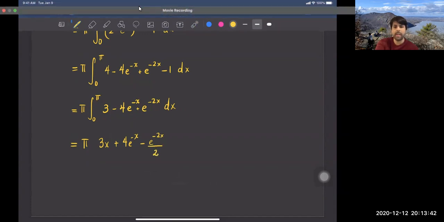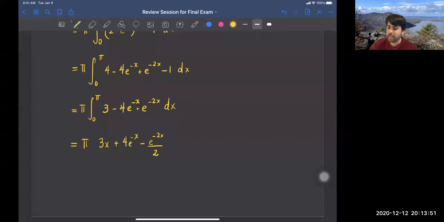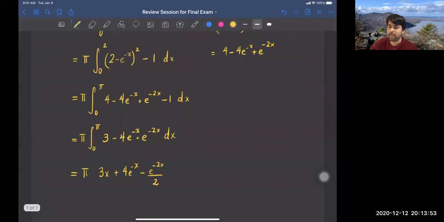Okay, does everybody agree with the antiderivative? Why is it from 0 to pi instead of 0 to 2? I have no idea why. I think I saw pi and I just kept on writing pi.